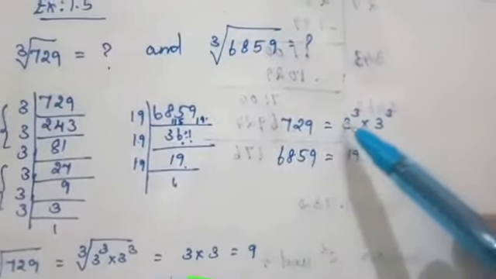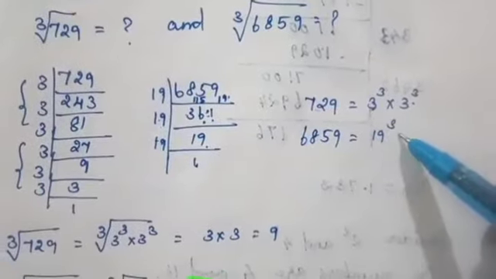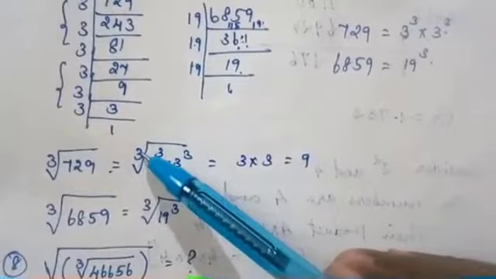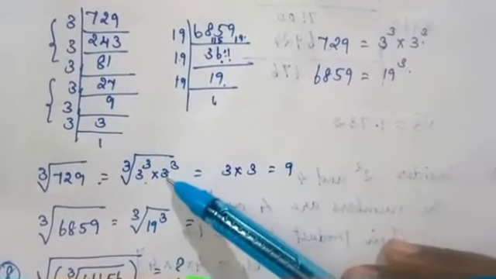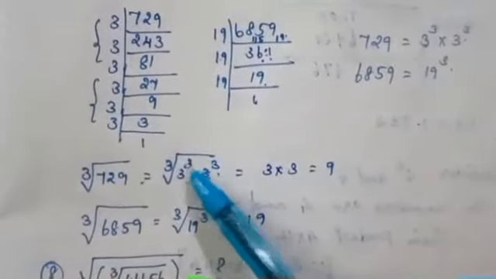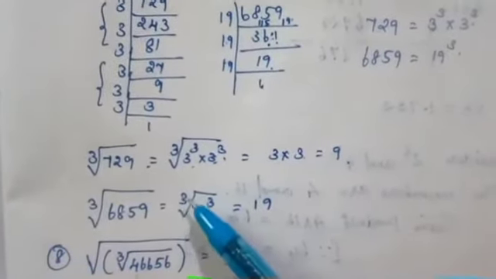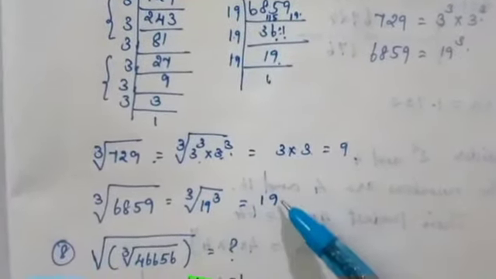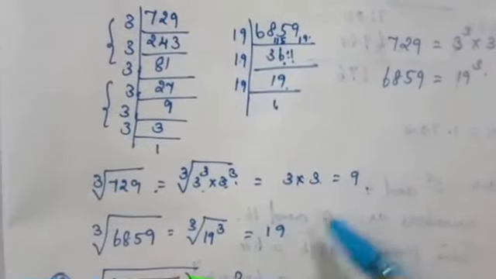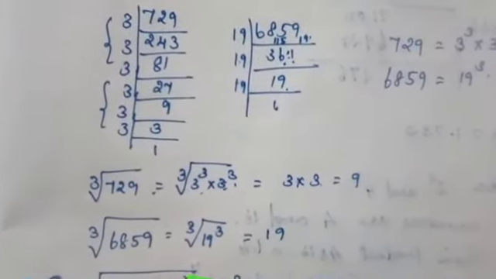Write 729 as a cubic number: 3 cube into 3 cube. And this is 19 cube. So we want to find the cube root of 729. That is the cube root of 3 cube into 3 cube. The cube and cube root cancel. So 3 into 3, that is equal to 9. Here also the cube root and cube cancel, that is equal to 19. So the first answer is 9 and the second answer is 19.